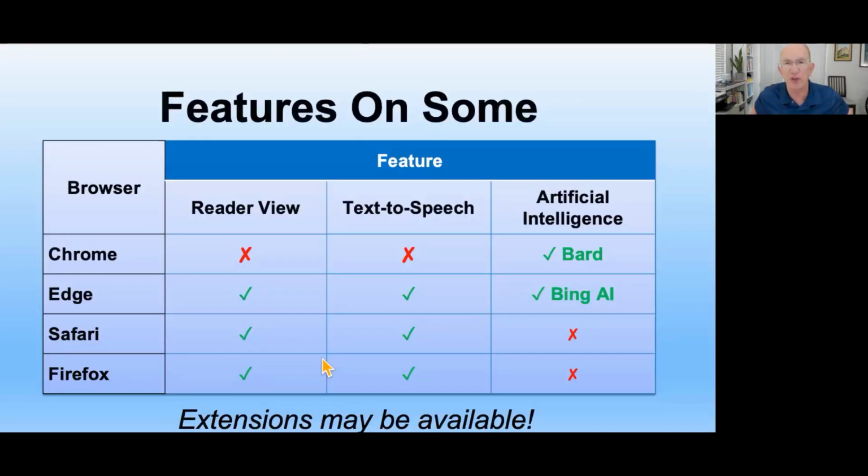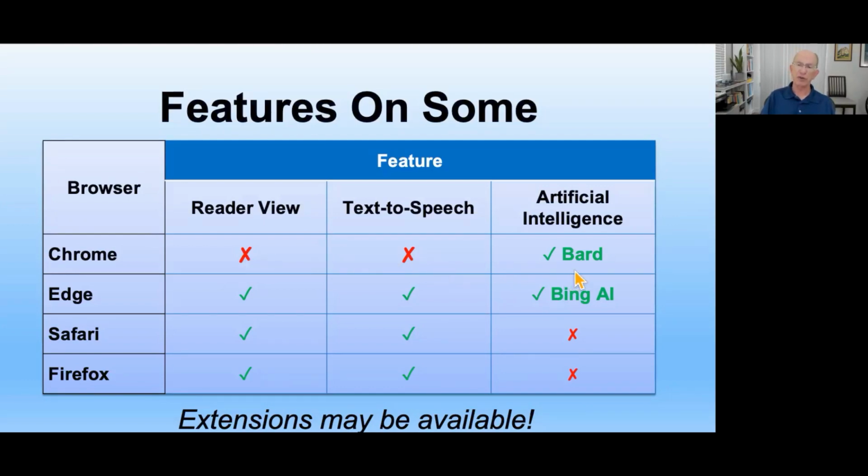So there are some features that are only on some of them. Okay, Chrome does not have what's called a reader view or a text-to-speech built in. These are things that are built in and part of Edge, Safari, and Firefox. Okay, there may be an extension available, but as part of Chrome, it doesn't come with a reader view and it doesn't come built in with text-to-speech.